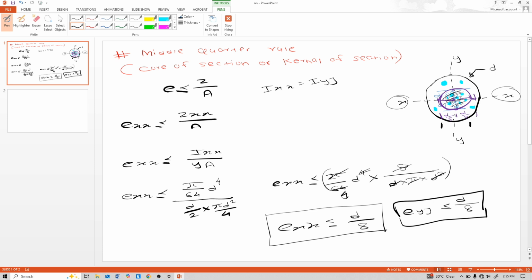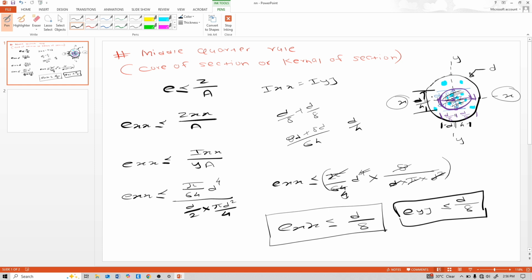this is d by 8 plus d by 8. That means d by 8 plus d by 8. That means 8d plus 8d, 16d divided by 64. That means d by 4. So this distance is d by 4, and this distance is also d by 4.